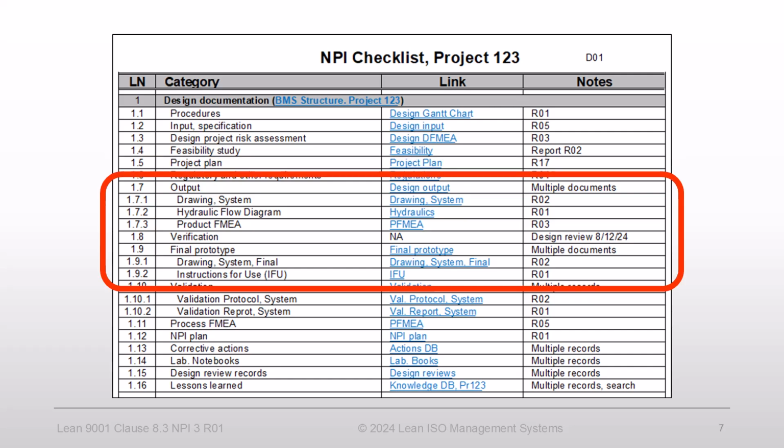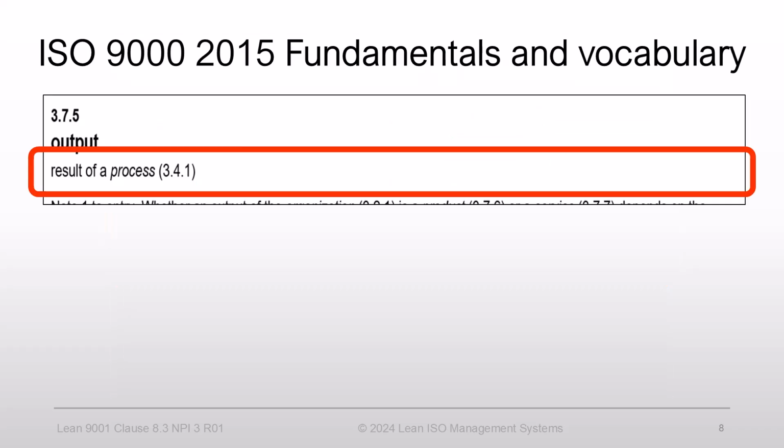The next section is the output. Our A351 video discussed this design stage. If you missed the clip, check the link below to catch up. In short, the ISO 9000 standard fundamentals and vocabulary did not bother to provide us with any meaningful definition of the term output. It simply stated in clause 3.7.5 that output is a result of a process.